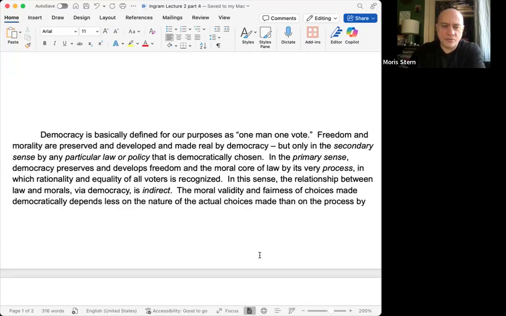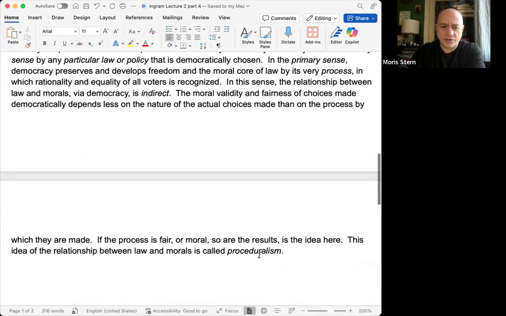It is less direct than it would be on the natural law theory. The moral validity and fairness of choices made democratically depend less on the nature of the actual choices made than on the process by which they are made. If the process is fair or moral, so are the results, is the idea here. This idea of the relationship between law and morals is called proceduralism. It's the procedure of democracy that makes it moral and also should make it the moral core of law.